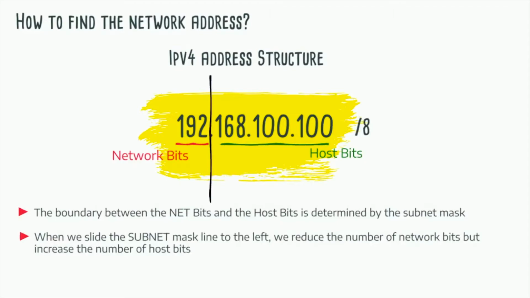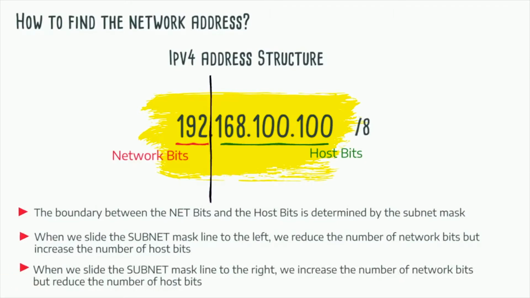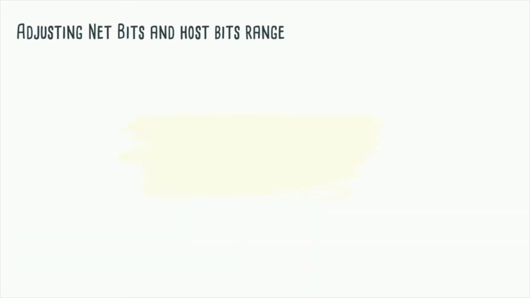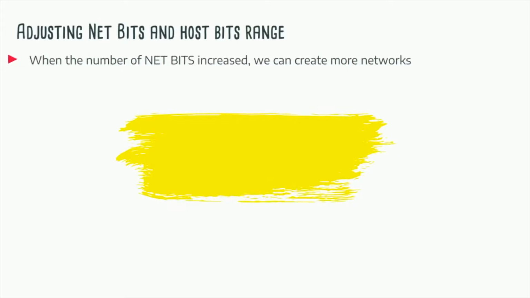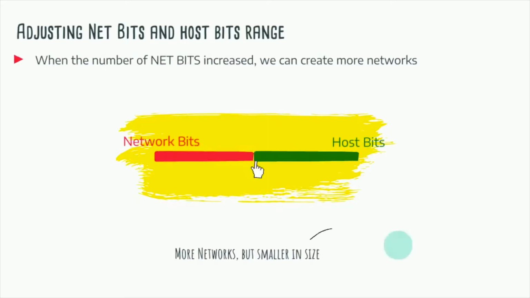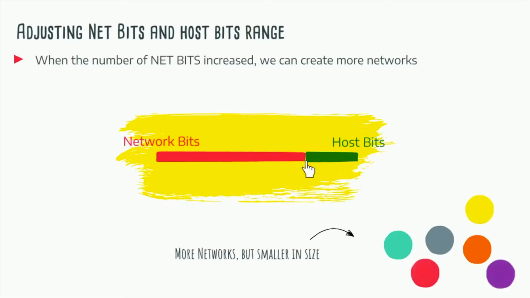Similarly, when we slide the subnet mask line to the right, we are increasing the number of net bits, and at the same time, reducing the number of host bits. Again, notice how the subnet mask value changes from /8 to /24. We will talk more about this value in a while. So the idea here is that we can play around with the subnet mask value in deciding what kind of addressing scheme to use. For example, if we need to build many different networks, where each network will have a unique network address, then we should slide the mask to the right. This is because having more network bits allows us to create more networks.